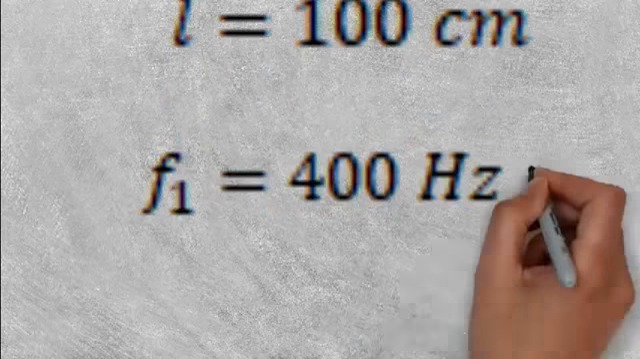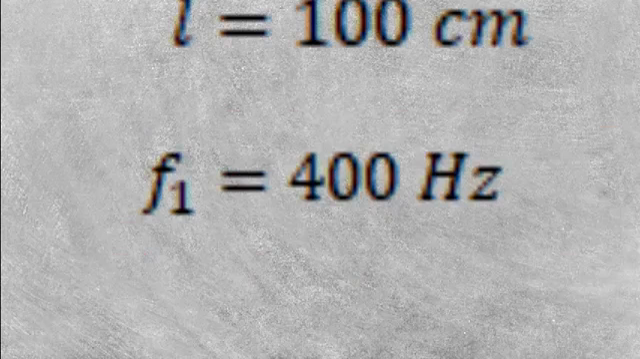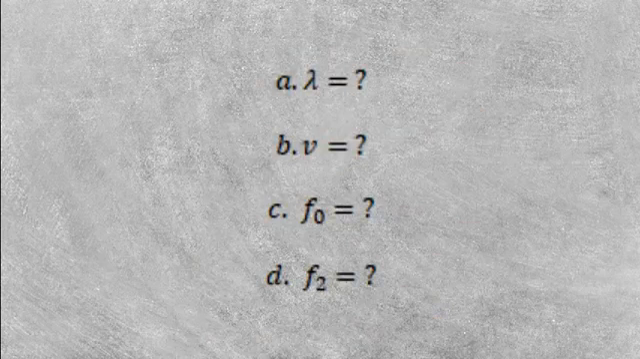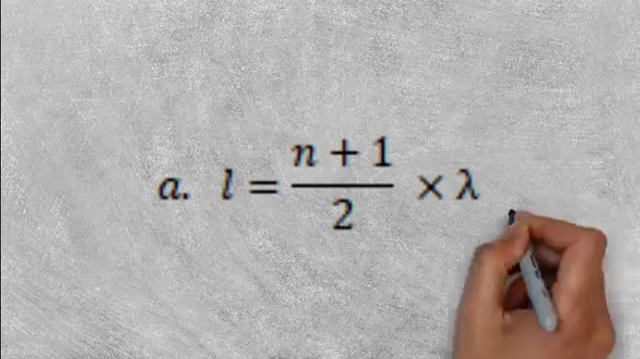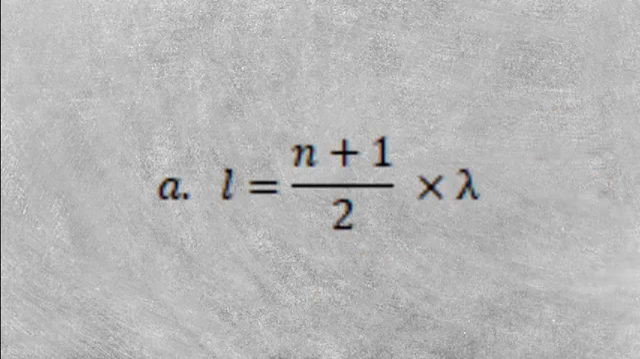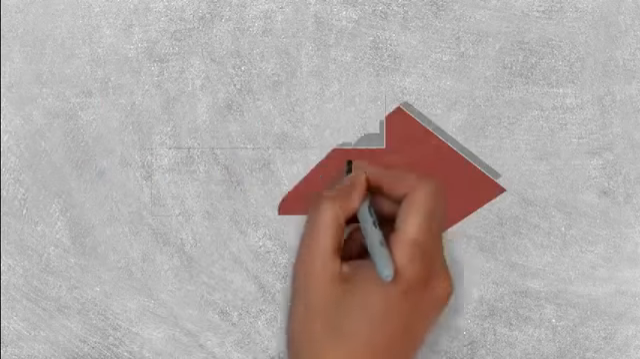What we know is that the length of the string is 100 centimeters, and the frequency of the first harmonic is 400 Hz. What is asked about? A. Wavelength. B. Wave velocity. C. Frequency of fundamental harmonic. D. Frequency of second harmonic. For the first, we can count the wavelength using this formula.